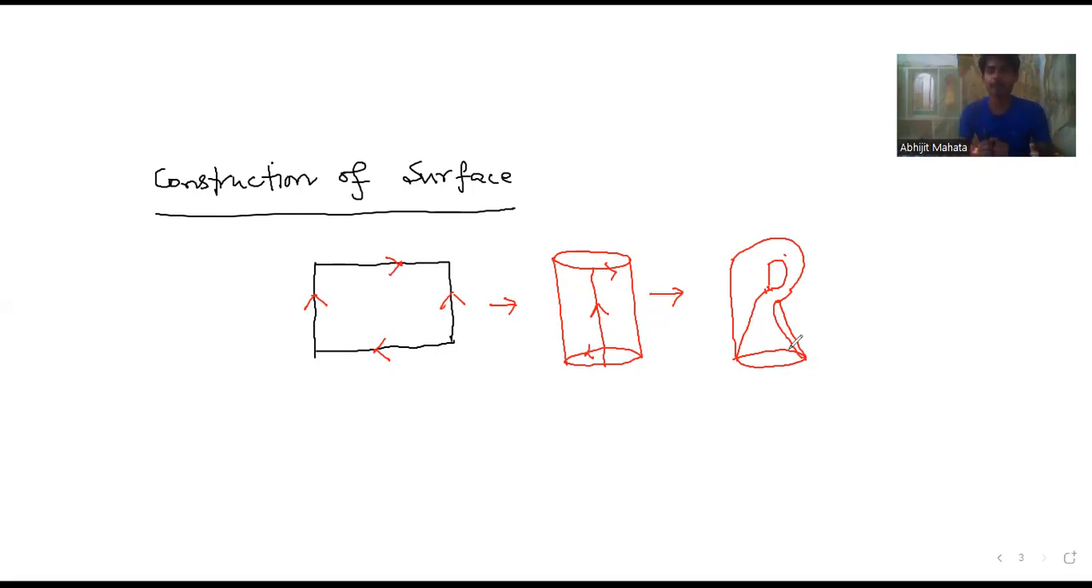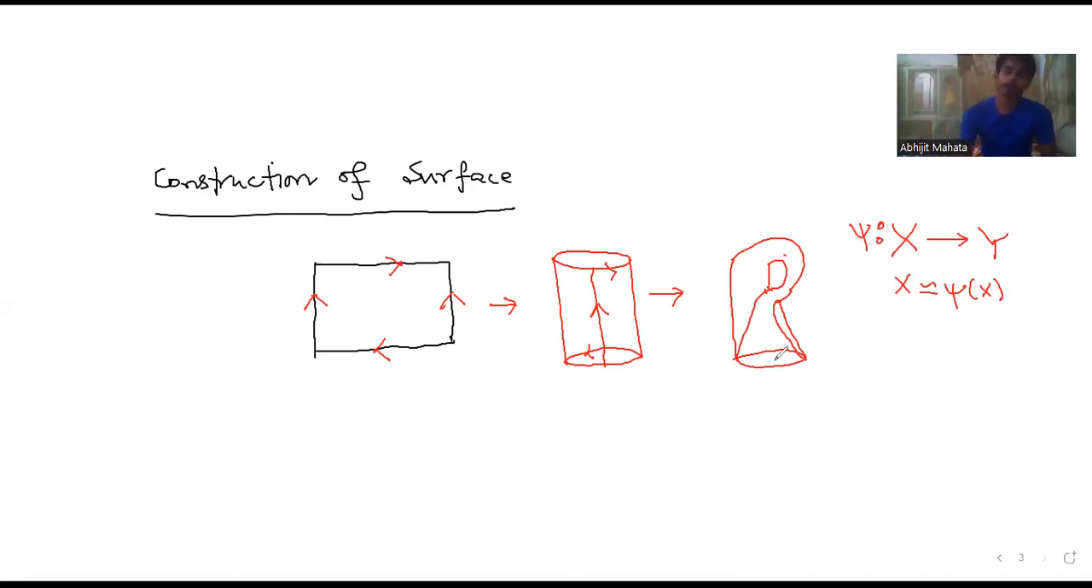Let's say you have a topological space X and another topological space Y. We say X is embedded inside Y if there is a one to one map psi from X to Y, such that X is homeomorphic with psi of X. Then we call that X is embedded inside Y.